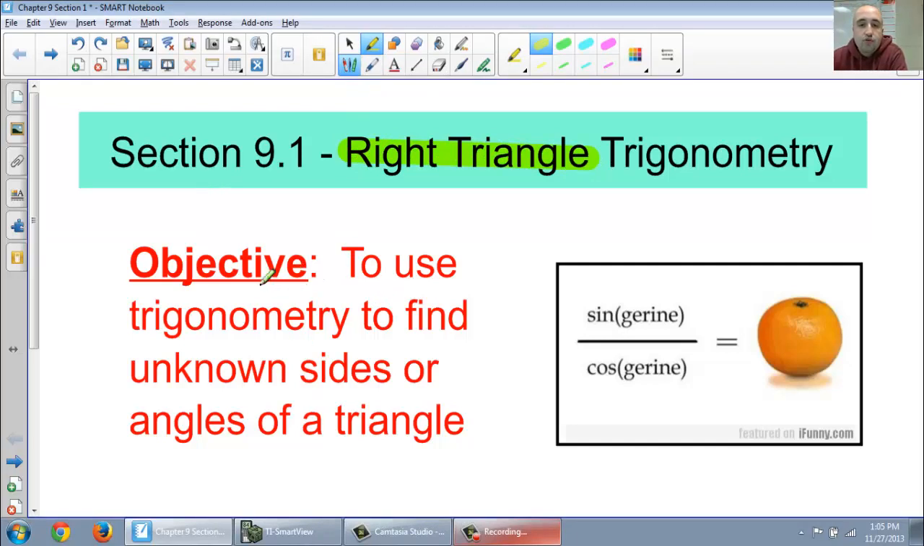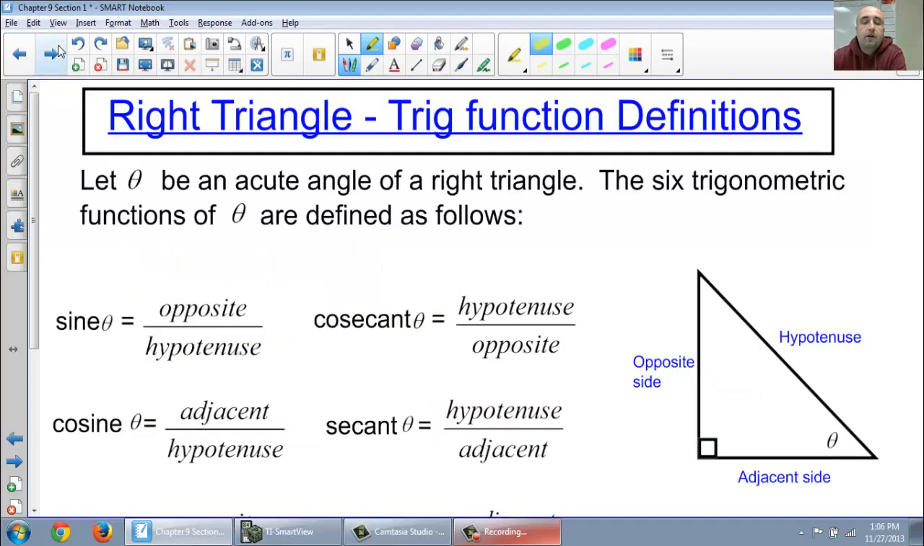So the objective is to use trig to find unknown sides or angles of triangles. And a lot of this stuff should be reviewed from geometry. It's just a matter of remembering all about it. So let's get right into it. All right, so right triangle, and we have 6 trig functions that we need to talk about.